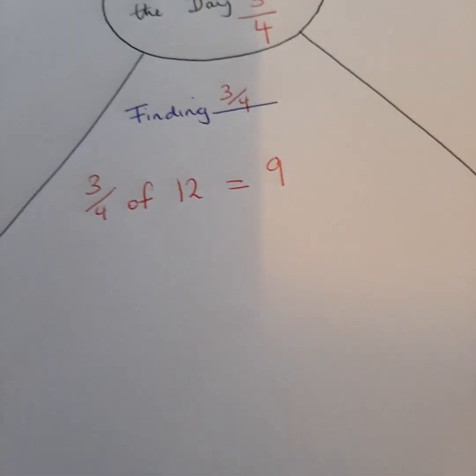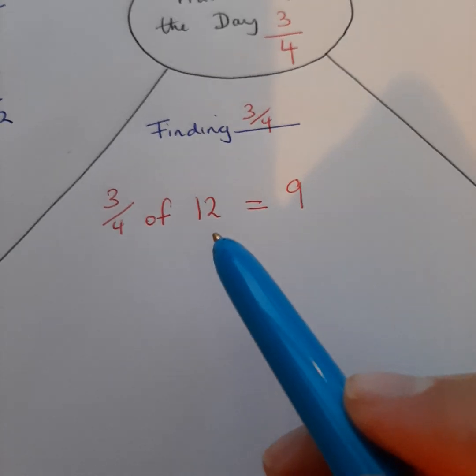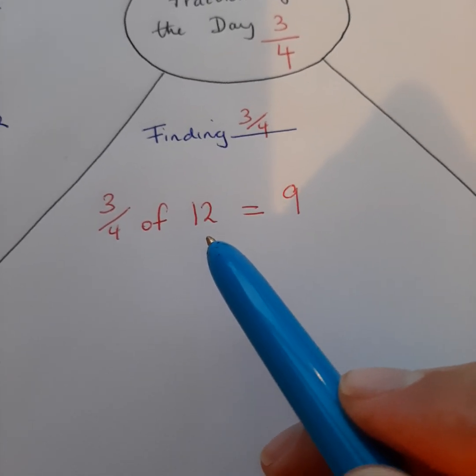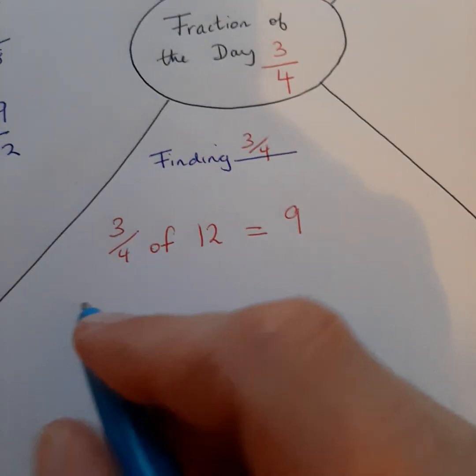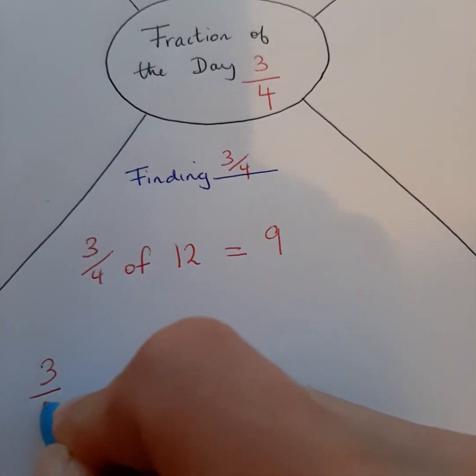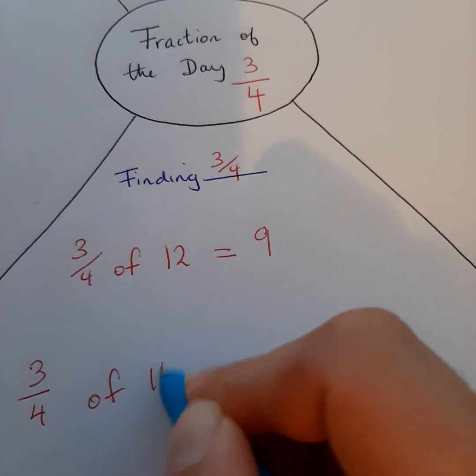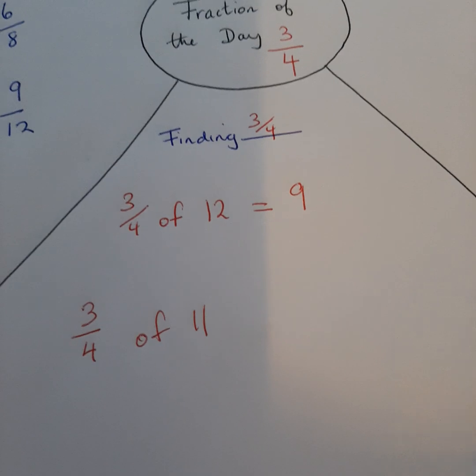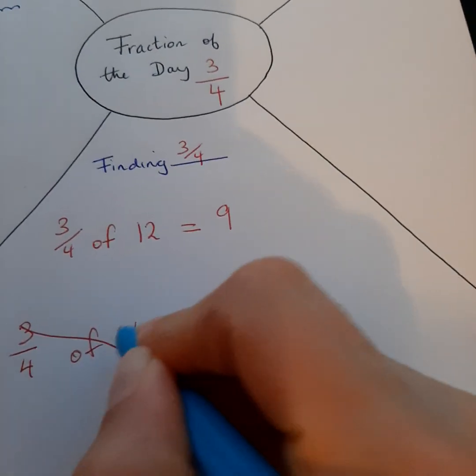Okay, and come up with a whole host of them. Just make sure that the total you're finding 3/4 of is a multiple of 4. For example, I couldn't say find 3/4 of 11, because 4 doesn't go into 11 evenly, okay? So that one wouldn't fit in.